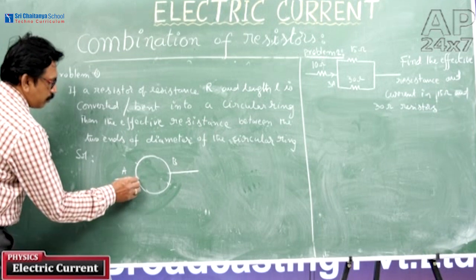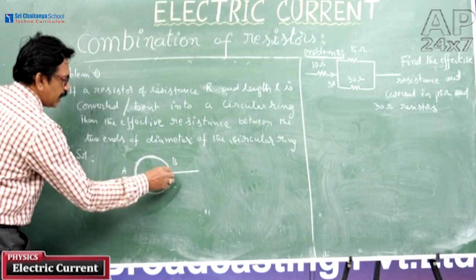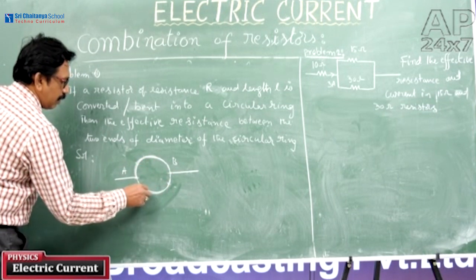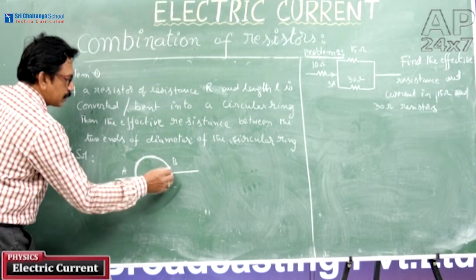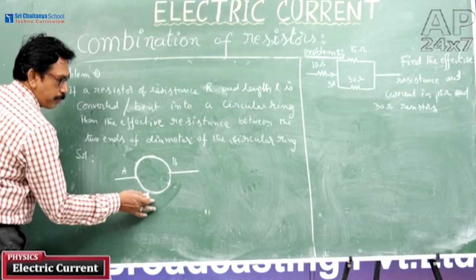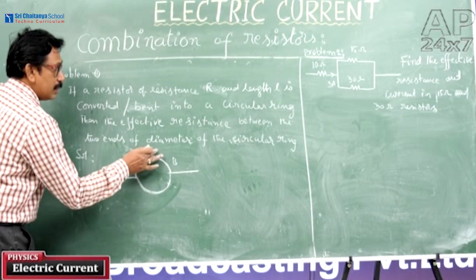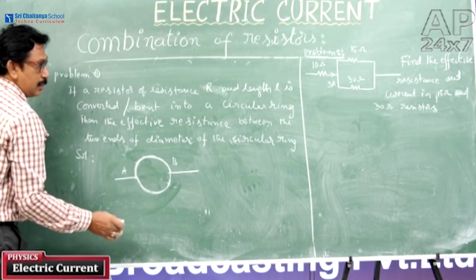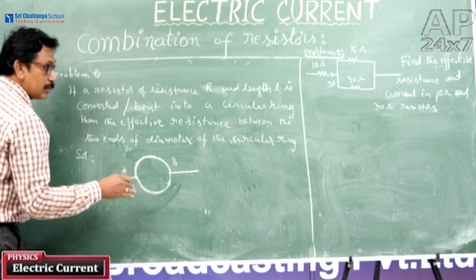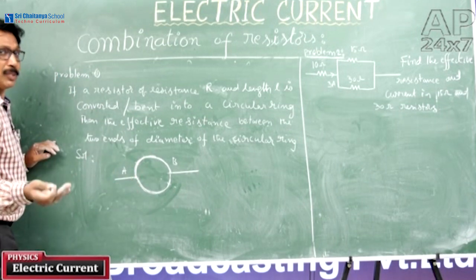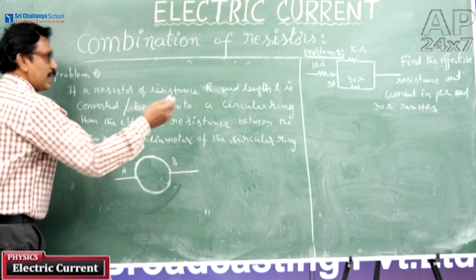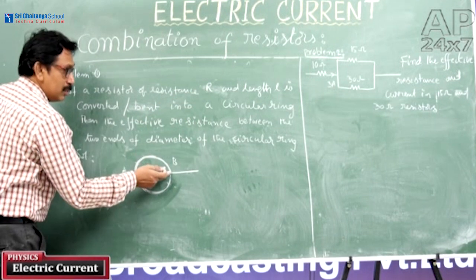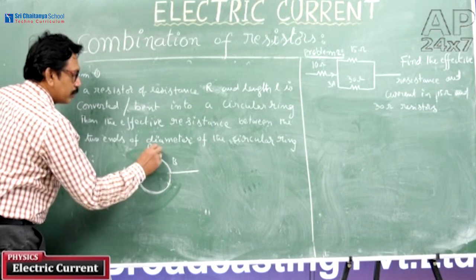If this is divided like this, I can say this is the entire length L. This entire length is divided into two parts, L by 2 and L by 2. For L, the resistance is R. For L by 2, it is R by 2, isn't it? The resistance of a conductor is directly proportional to length, right? So, for L it is R, and for L by 2, R by 2.